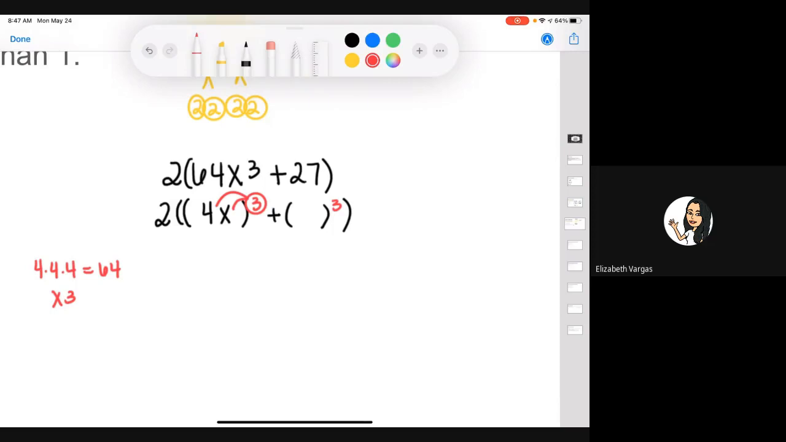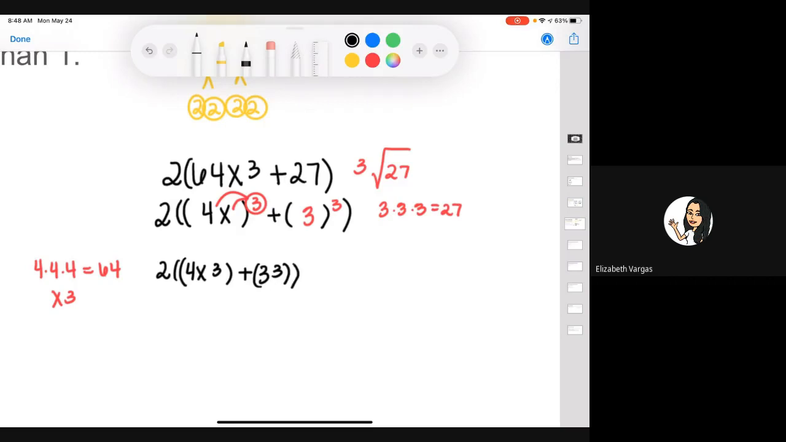What's the cube root of 27? The cube root of 27 is 3. Basically, if I take 3 times 3 times 3, I'm going to get 27. Okay, so that's what I'm doing. I'm trying to see, can I create a perfect cube? Which I can. And so now that's my smallest expression. My smallest expression right now is this right here.